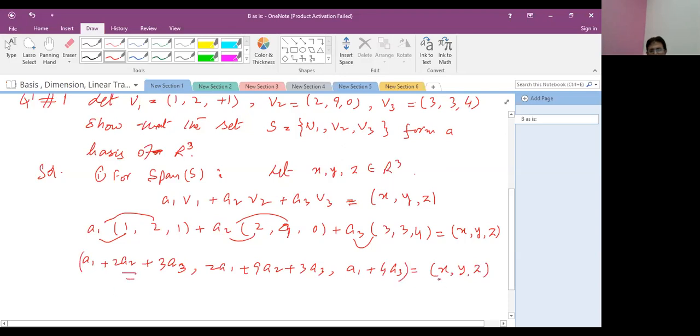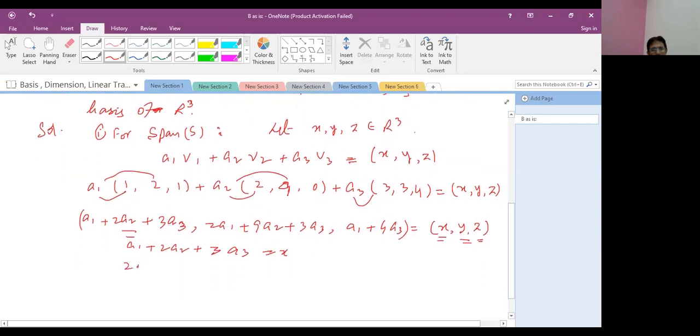So on equating left and right hand side, the first equation is A1 plus 2 times A2 plus 3 times A3, which is equal to x, and 2 times A1 plus 9 times A2 plus 3 times A3, which is equal to y, and the last one is A1 plus 4 times A3 is equal to z. On equating left and right hand side, three equations are formed.